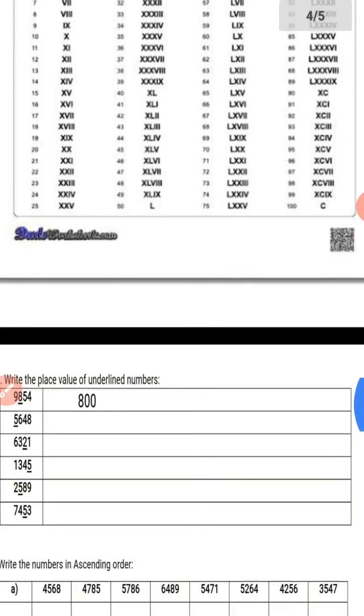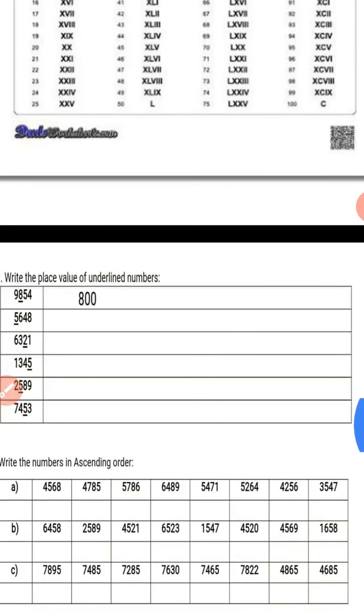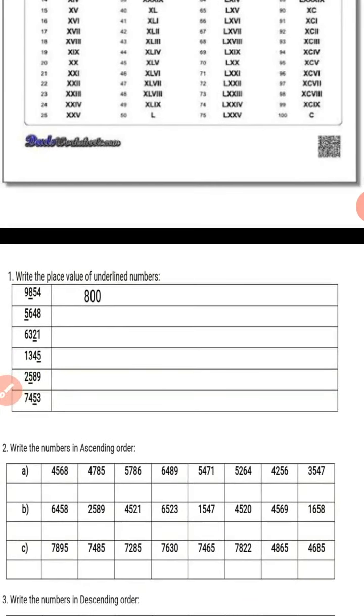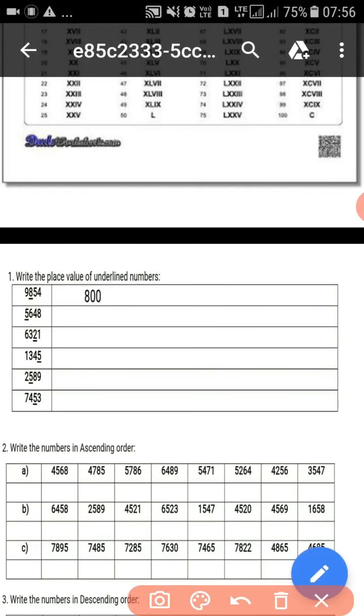Then next is write the place value of underlined numbers. I have already explained about the place value, how to write the place value. So let's take one example, this one. What is the place value of 2 in this number? Firstly, we will write 2. Then see how many numbers are after 2. Only 1. So we will put 1 zero after 2. So the place value of 2 is 20 in this number. In the same way, you will do these examples.